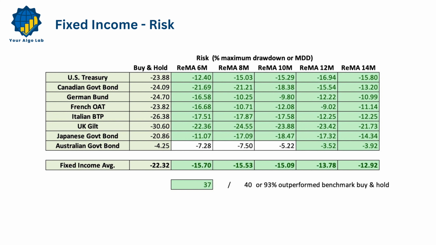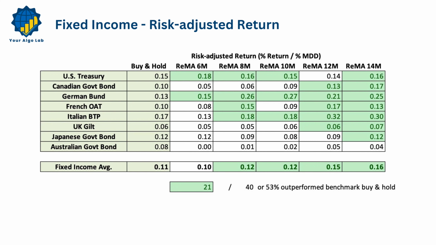In terms of risk, the resampled moving average strategies successfully reduced the maximum drawdown, with 93% outperforming the benchmark. Turning to risk-adjusted returns, we observe that 53% of the strategies outperformed the buy and hold benchmark. This marks a significant improvement compared to the 15% outperformance seen with daily moving averages.